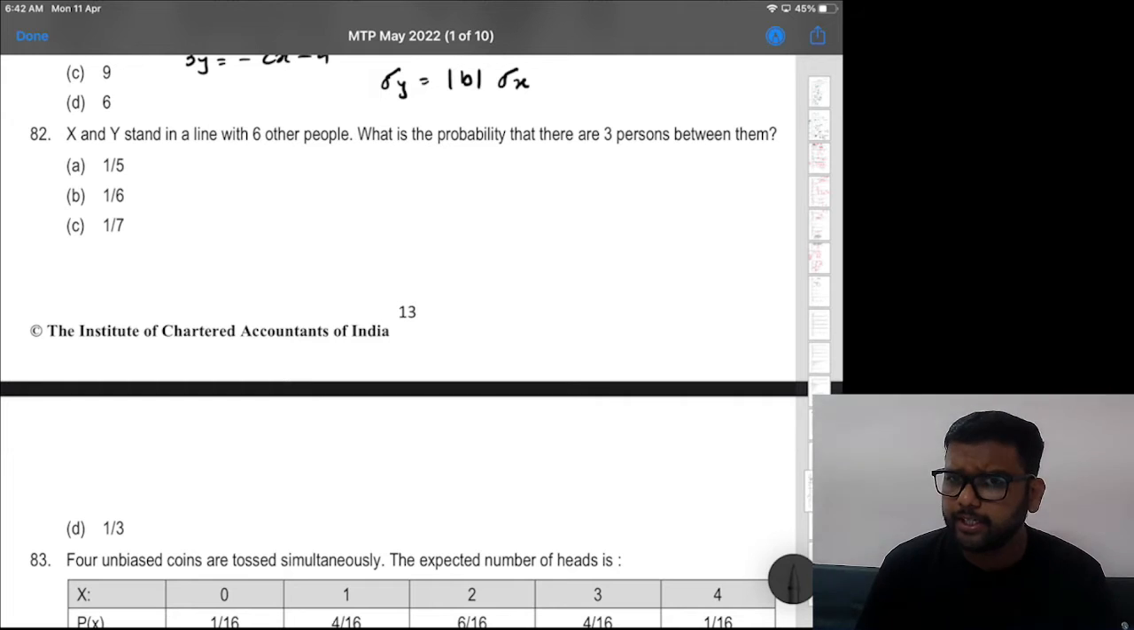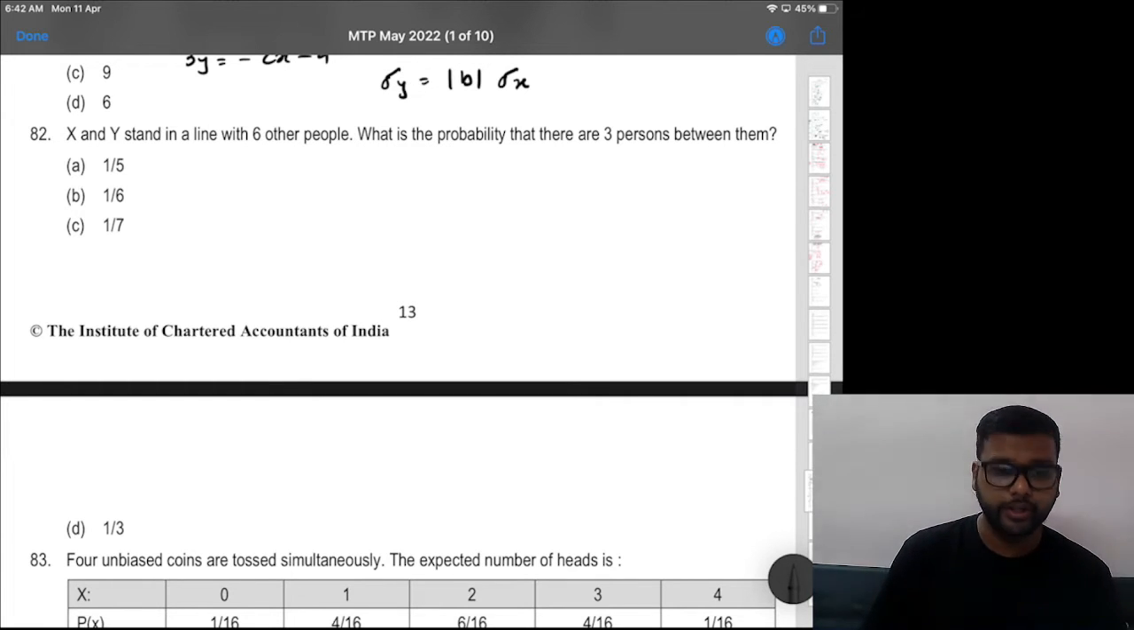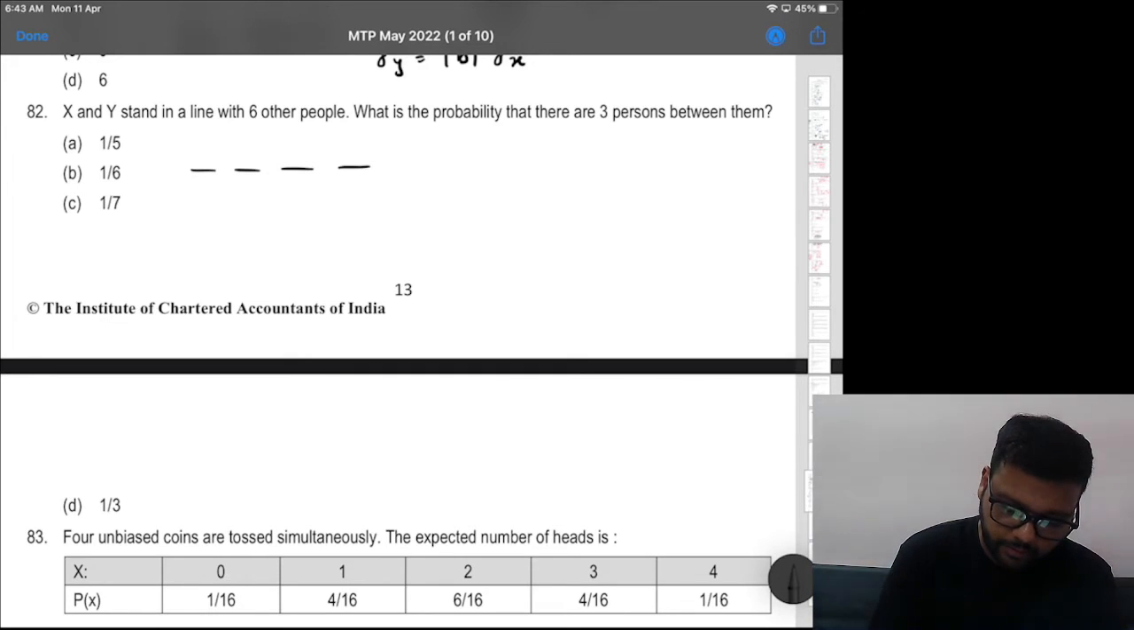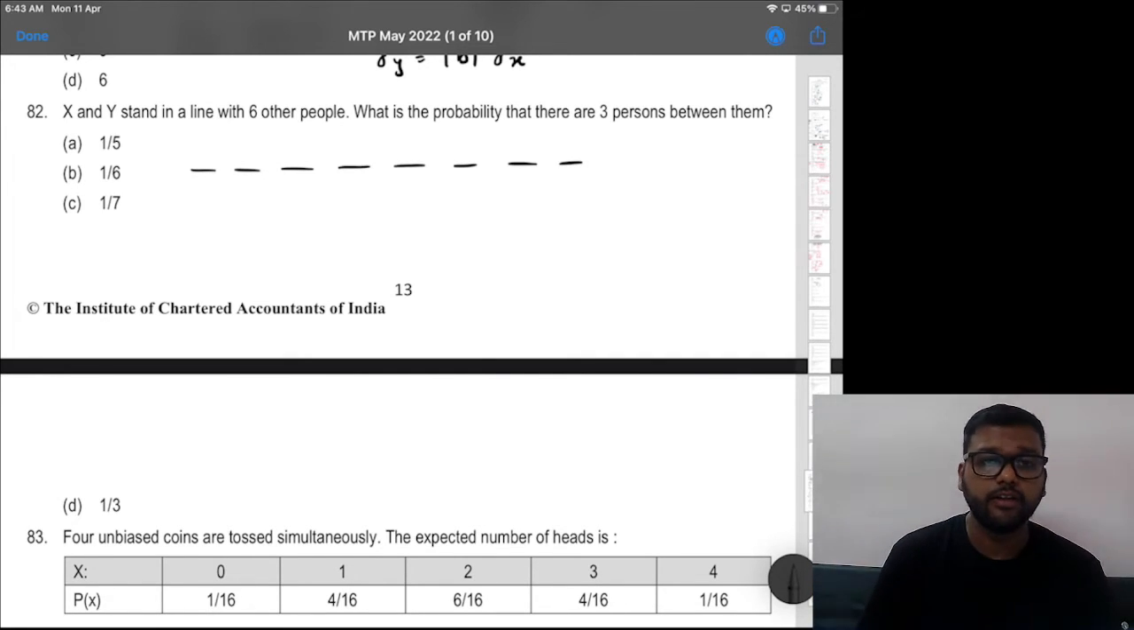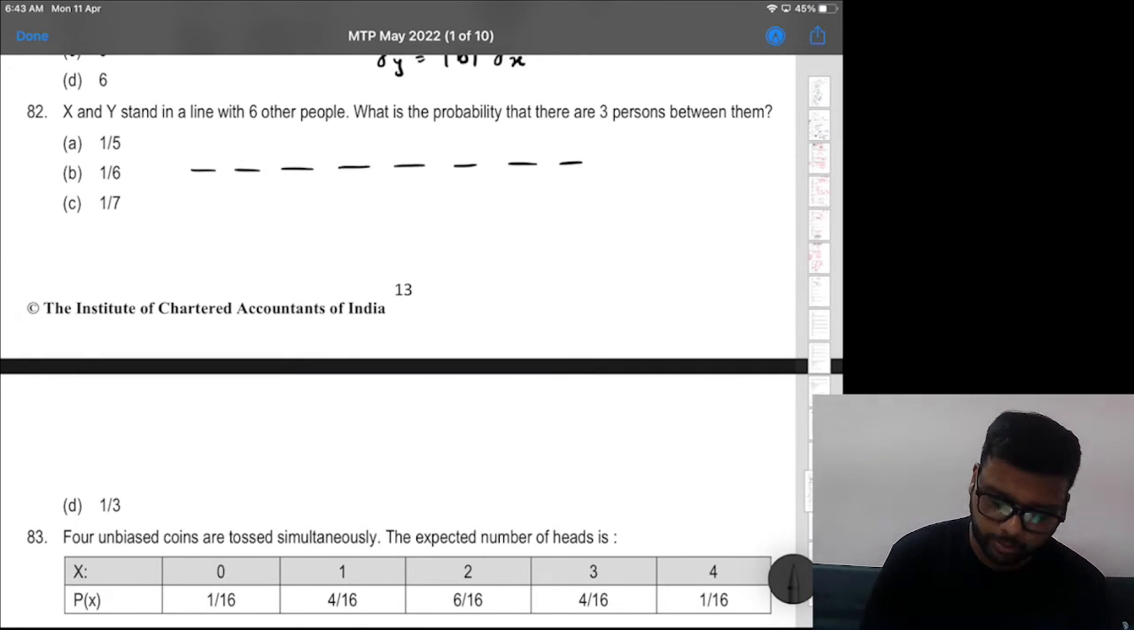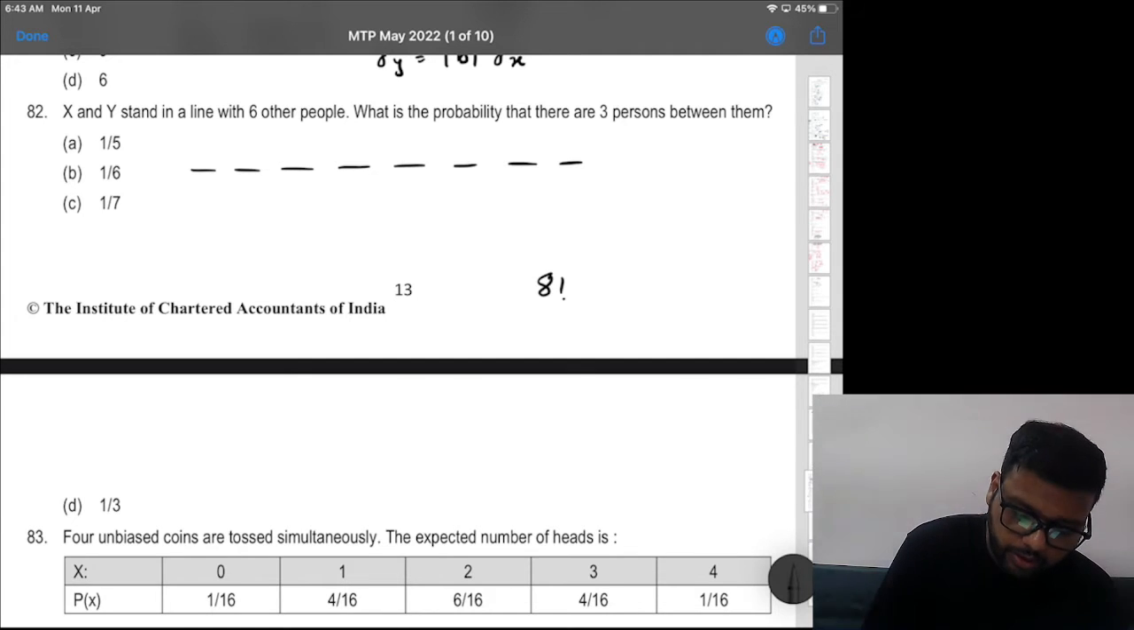What is the probability that there are 3 persons between them? Okay. Now first of all, X and Y are standing in line with 6 other people. That means there are 8 people in total. If there are 8 people in total, 1, 2, 3, 4, 5, 6, 7, 8, then the total number of permutations is 8 factorial. Always think about the denominator when you think about probability. So 8 factorial is the total number of permutations.